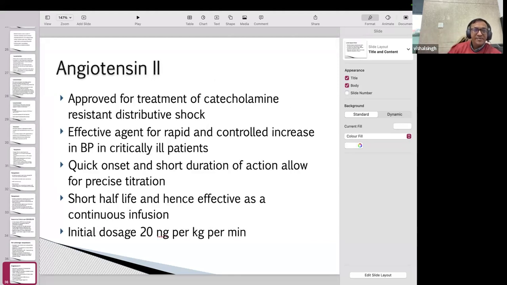So how do we define the acceptable range? Again, by looking at your lactates, by looking at your peripheral temperature, your urine output, and the way your heart rate is settling down. If the heart rate is settling down with all these things happening, you are in the right direction.